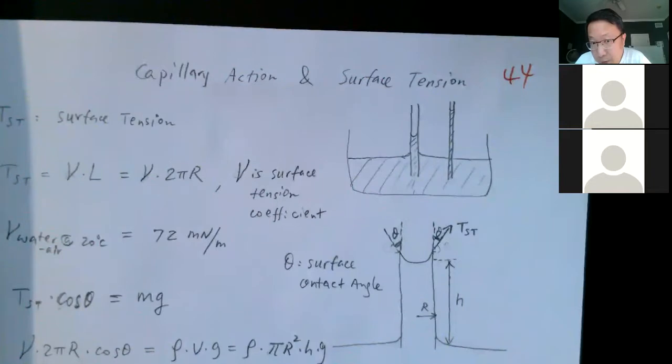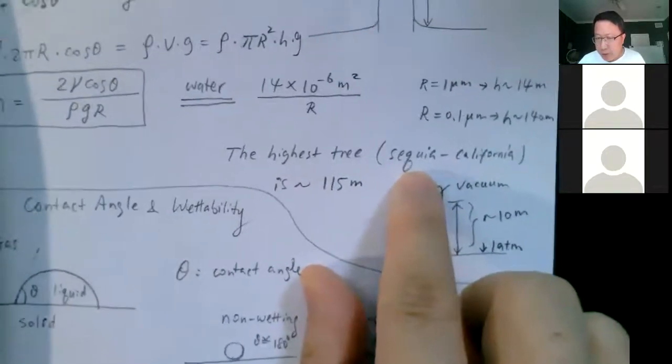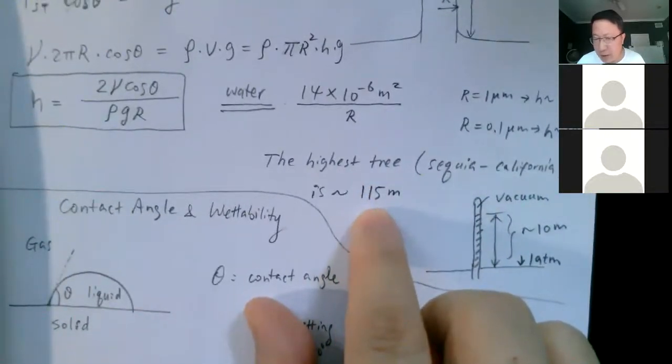It's basically one atmosphere pressure. But our tallest tree on Earth is actually 115 meters. That's the tallest tree we can find on Earth, 100-some meters, in California. What type of tree is that called? It's a sequoia. Sequoia in California is the highest tree on Earth, and can grow up to 115 meters tall.